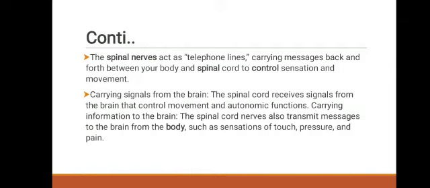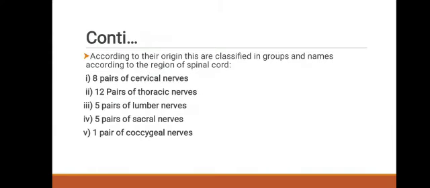Carrying signal from brain, the spinal cord receives signal from brain that control movement and autonomic function. Carrying information to the brain, the spinal cord nerve also transmits messages to the brain from the body, such as sensation of touch, pressure and pain. According to the origin, these are classified in groups and named according to the region of spinal cord.